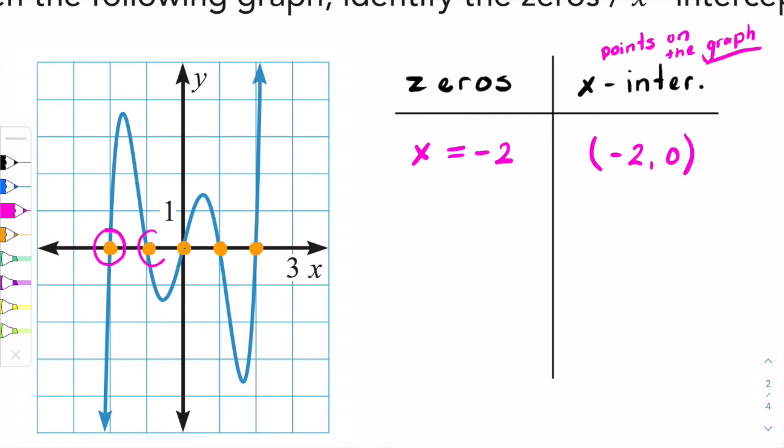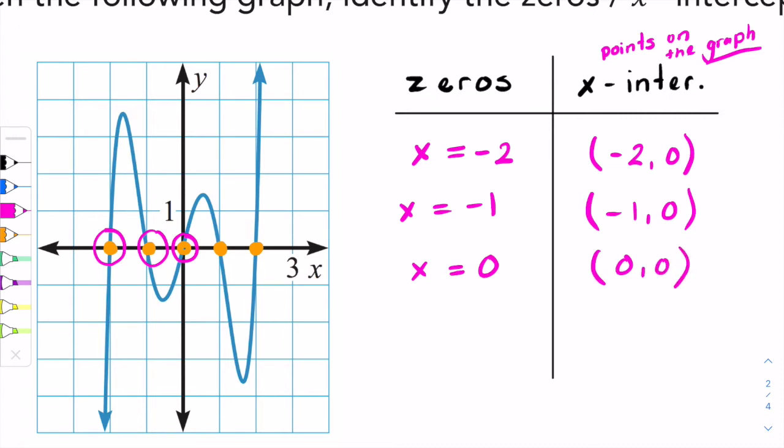The next one that we see is at x equals -1 as a 0. As an x-intercept, it's at (-1, 0). Then we have x equals 0, or (0, 0). X equals 1, or (1, 0). And x equals 2, or (2, 0).